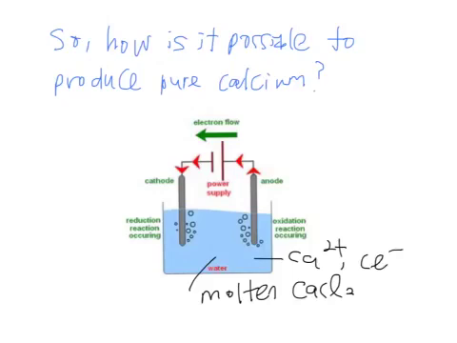So in this case, at the cathode, you have no choice but to reduce calcium. At the anode, it is still chloride ion. But now, at the cathode, due to the absence of water, there is no choice but to reduce calcium ions. So this is how we obtain pure calcium. In fact, a few of the metals above water are produced in this way.